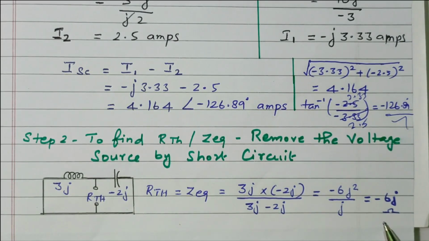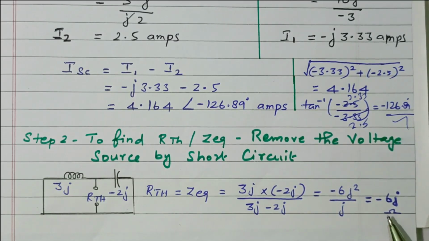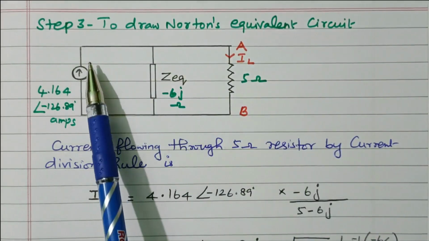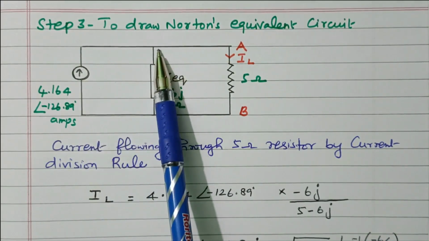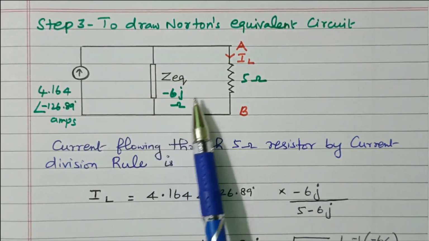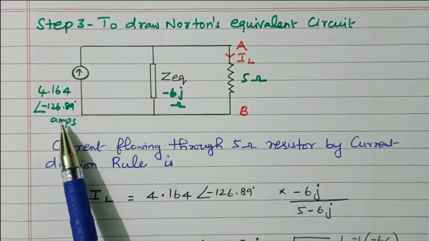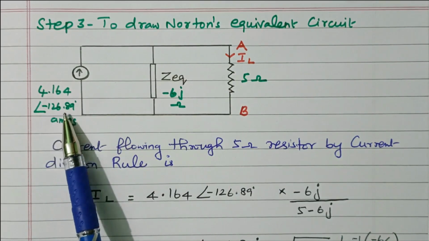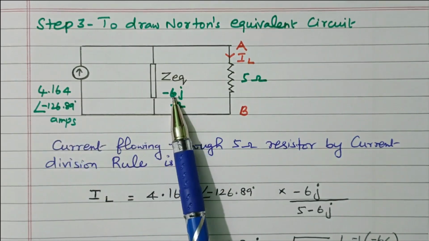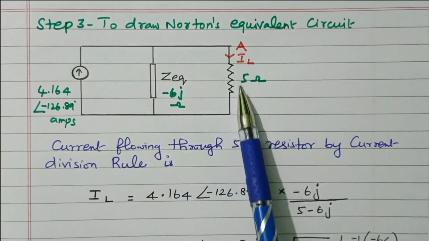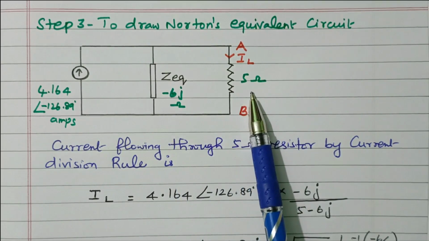Now we calculated the short circuit current as well as the Thevenin equivalent. Now we can draw Norton's equivalent circuit. So the step 3 is to draw the Norton equivalent circuit. This is the short circuit current, Z impedance, that is R Thevenin or Z Thevenin, then the load terminal. The current we calculated is 4.164 with an angle of minus 126.89 ampere. The R Thevenin or Z equivalent is minus 6J ohm. This is the load terminal AB with 5 ohm as the load impedance.